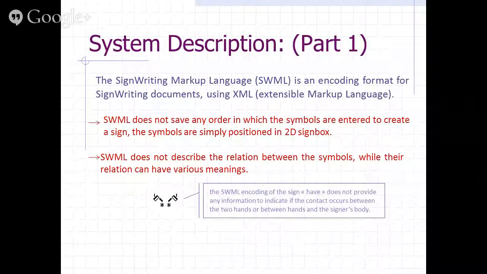Now, the sign for have. The SWML encoding of the sign have does not provide any information to indicate if the contact occurs between the two hands or between the hands and the signer's body. Good point.